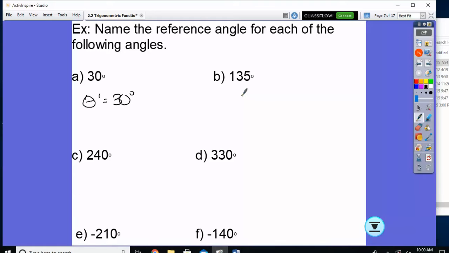135. What quadrant is that in? Quadrant 2. You don't necessarily have to draw a picture. You need to be able to pick out the quadrant. So to get my reference angle, we would do 180 minus 135, which is 45.